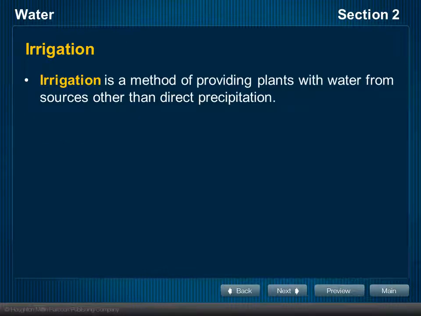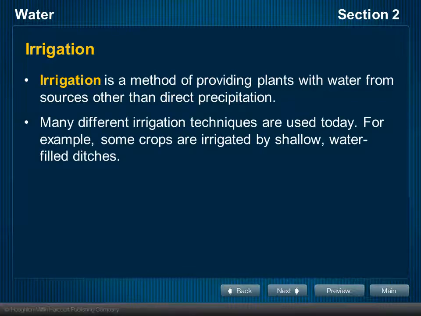Irrigation is what we're talking about. It's defined as the method of providing plants with water from sources other than direct precipitation. So when it rains, your crops get water, but they're not being irrigated. Any other water outside of precipitation that is brought to the plants is called irrigation. There's many different irrigation techniques.